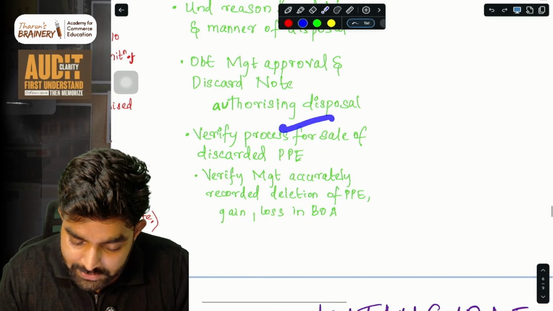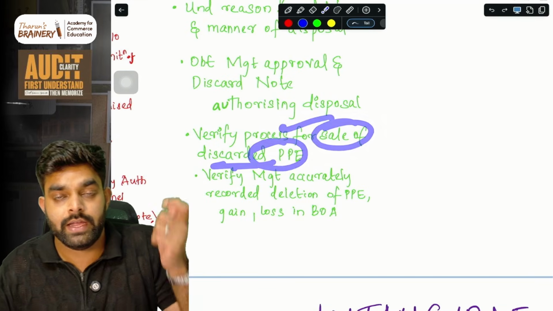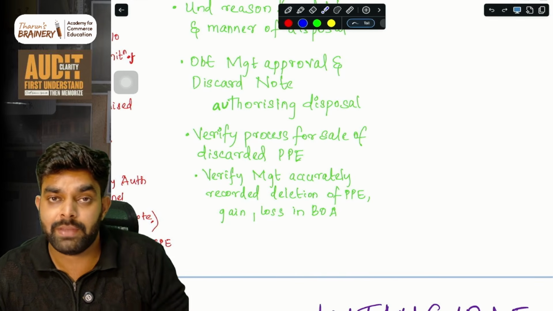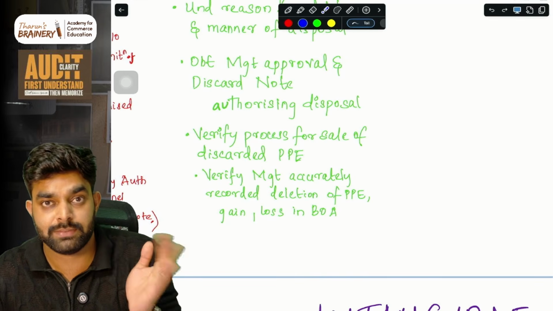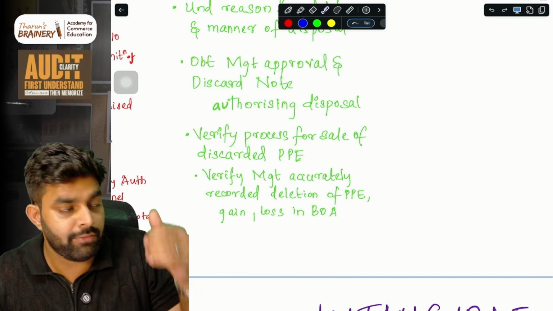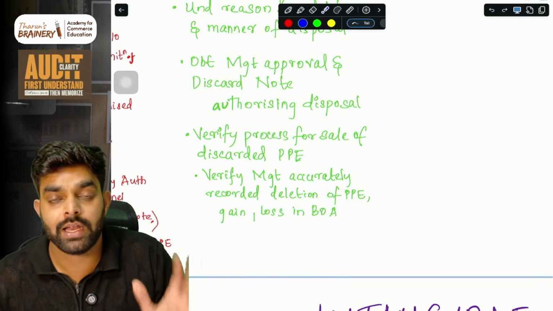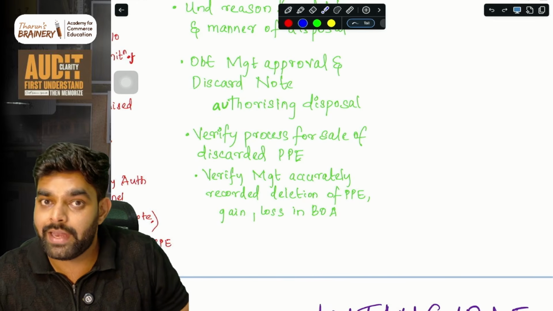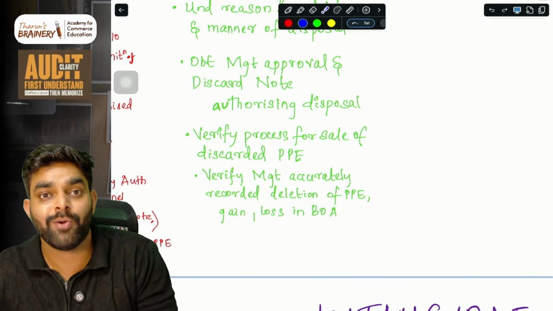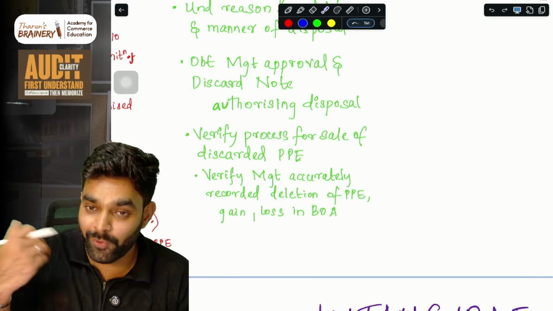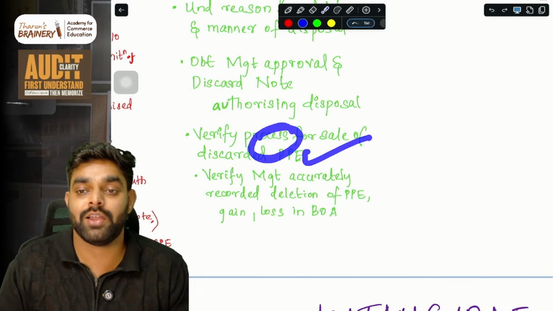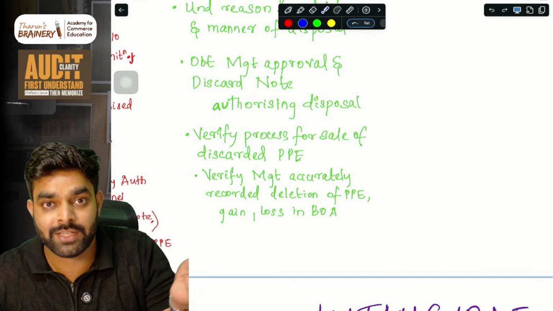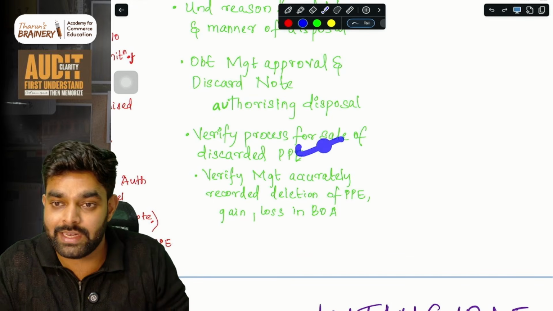Then verify the process for sale of discarded PPE. If discarded PPE is being sold, in what process are they selling it? Sometimes the company has a PPE whose useful life is 10 years, but they used it for 5 years. Now the realizable value, if you sell it in the market, you may get 5 lakh rupees. But the company sold it to someone for 2 lakh rupees. Sometimes that may be the manager's father-in-law or something, a kind of fraud. So to avoid that, you have to check in what process they are selling it. Proper OLX or wherever they are listing it, at a proper price, actual value, selling value, second-hand value, you have to check.